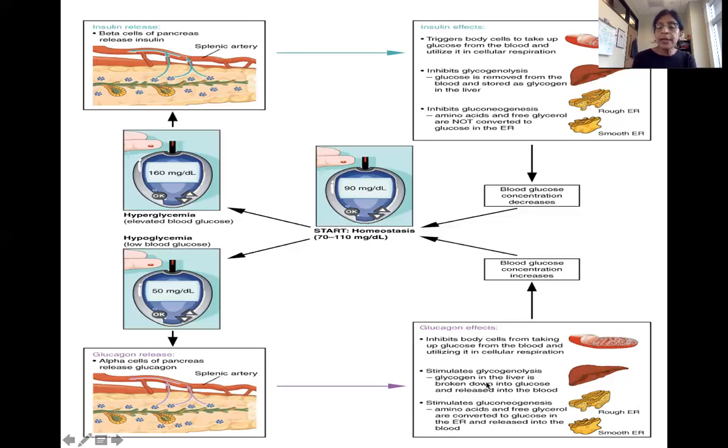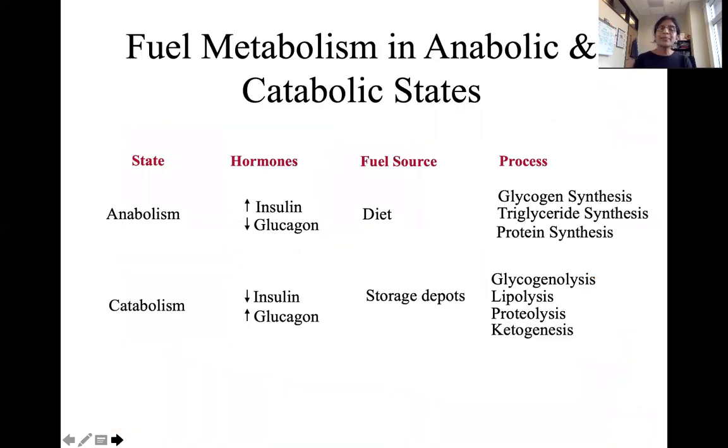It stimulates glycogenolysis, that is the breakdown of glycogen. All right, it stimulates gluconeogenesis, that is the production of glucose from non-carbohydrate types of sources. Okay, so that is a great summary of all the details you have been working on regarding insulin and glucagon. Here is a beautiful summary of, again, two situations.